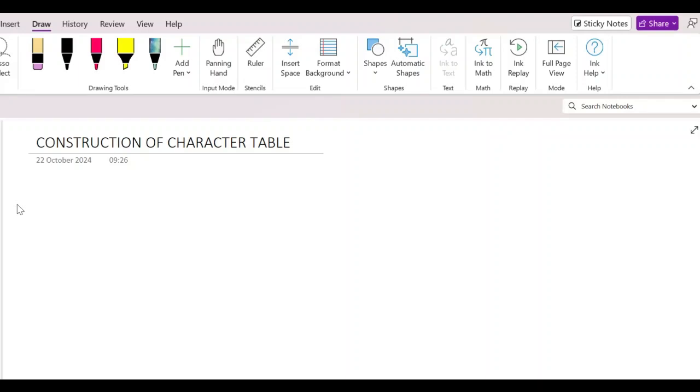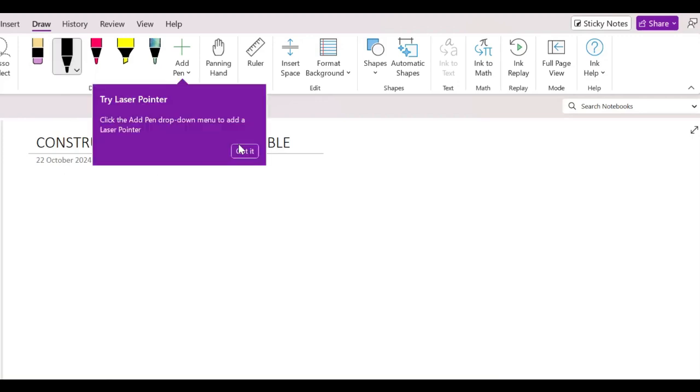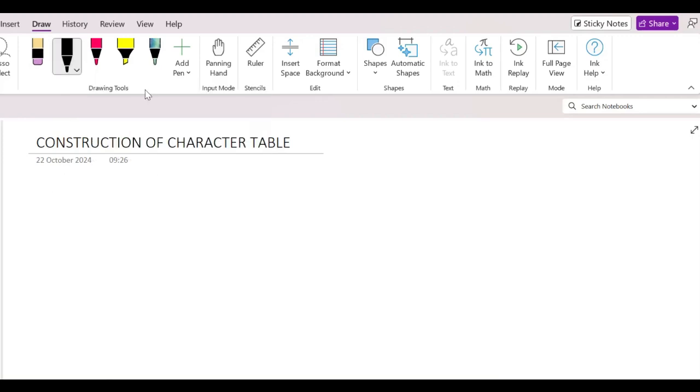So hello students, let us discuss the construction of the character table in this presentation. Before going into that, let us have an idea about the Great Orthogonality Theorem, which is going to help us to construct the character table. The Great Orthogonality Theorem is represented mathematically by the following statement.